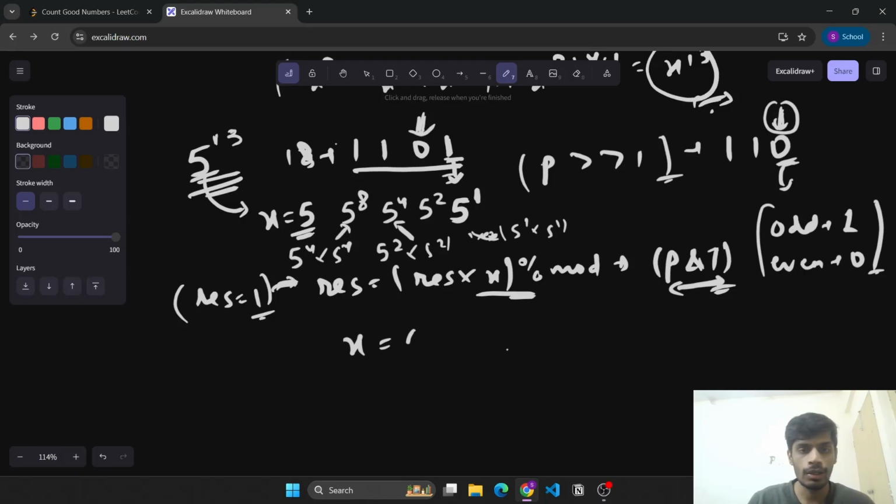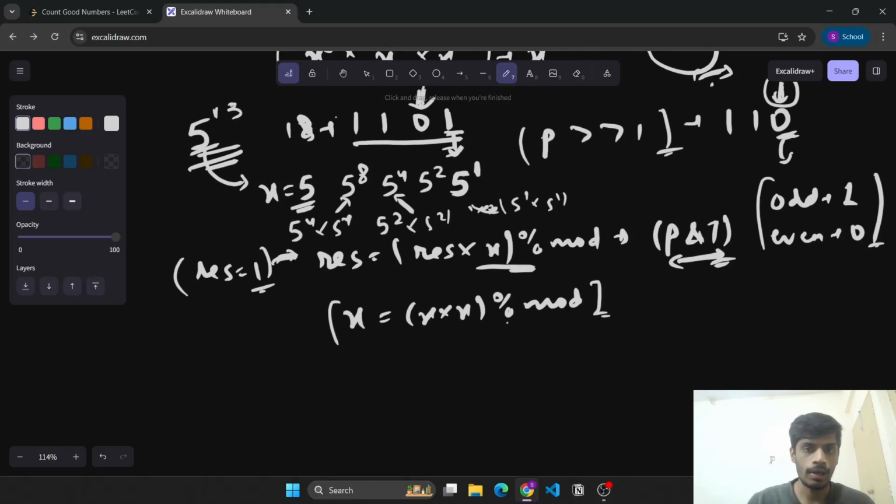Right? So at each step we will be increasing x by multiplying it with itself and taking the right shift. And while p is greater than 0, we do this thing.